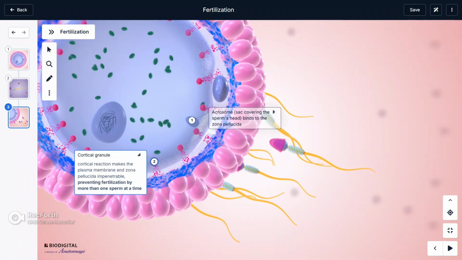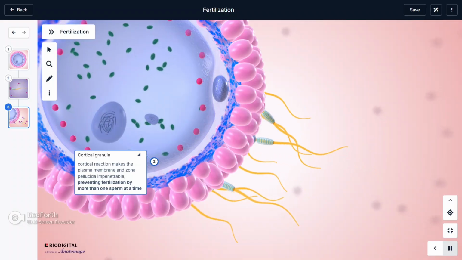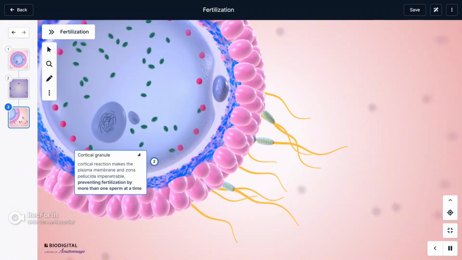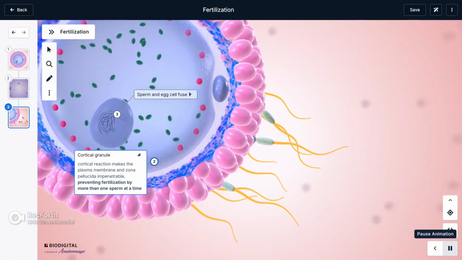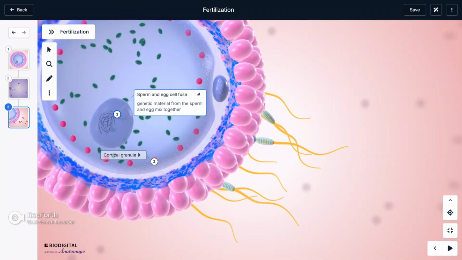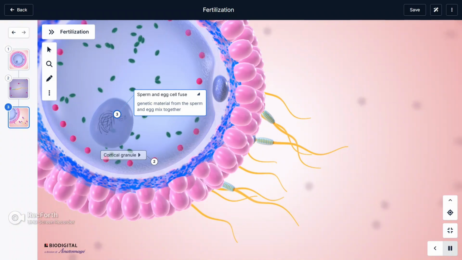Cortical reaction makes the plasma membrane and zona pellucida impenetrable, preventing fertilization by more than one sperm at a time. The genetic material from the sperm and egg mix together. So this is how fertilization occurs.